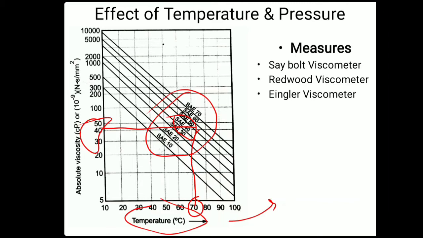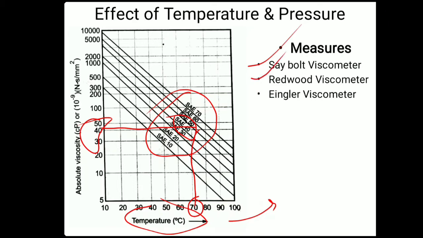Correct? Now, measurement of viscosity. By naked eye, it is not possible to judge the viscosity. We cannot say the viscosity is this much centipoise or this much Pascal second. So generally there are some instruments. I think you have heard of one of these three instruments in your 10th or 12th experiments. Saybolt is one of the viscometers. Redwood viscometer, I think you have performed this.